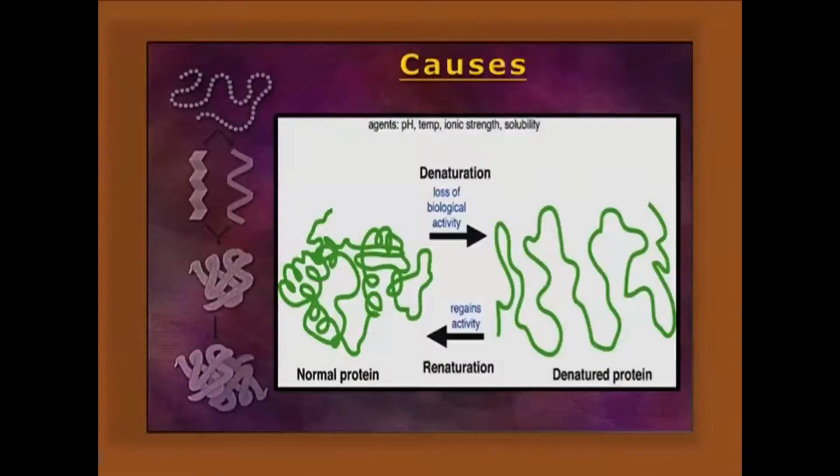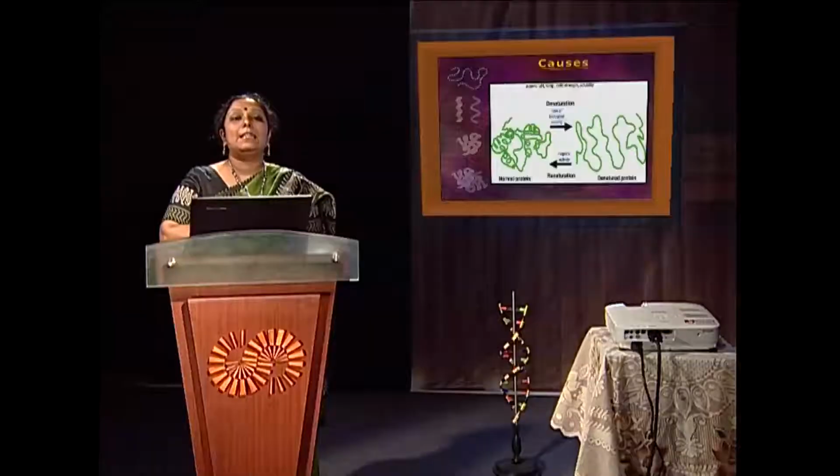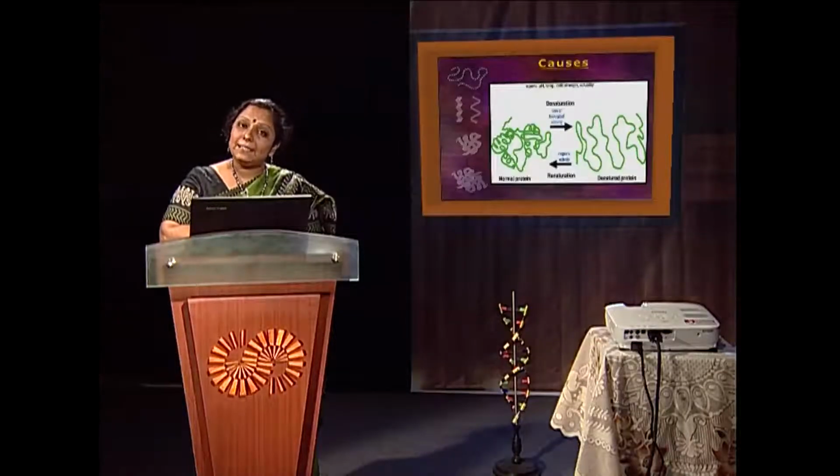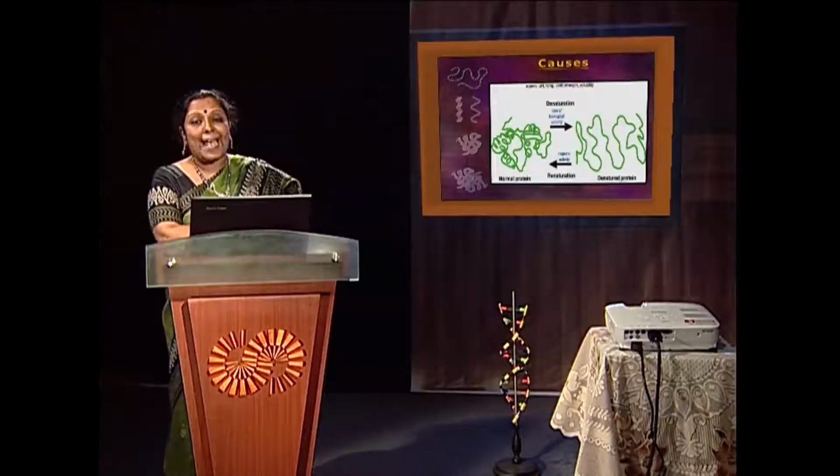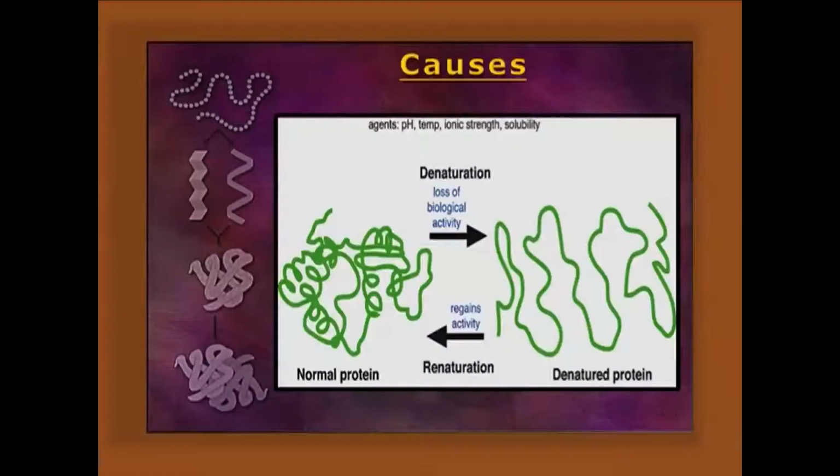There are so many causes for protein denaturation. As we know, there are physical agents as well as chemical agents, and if we take out the denaturing agents, then the protein will renature to its original structure and function. The physical agents include heat, UV rays, as well as freezing. Agitation can also cause protein denaturation.